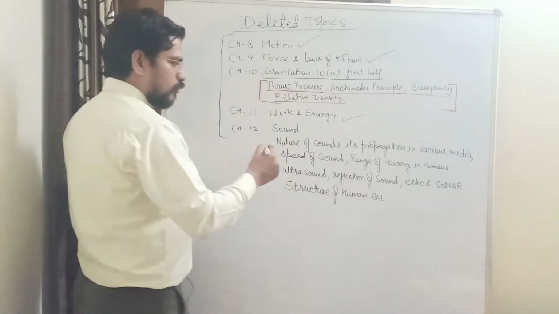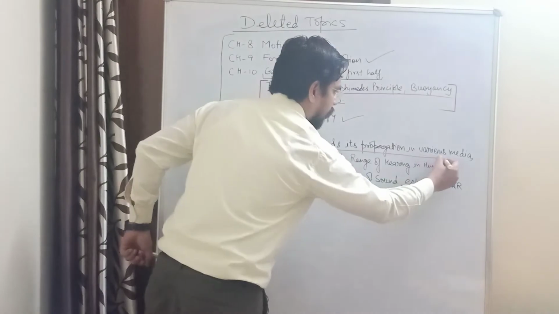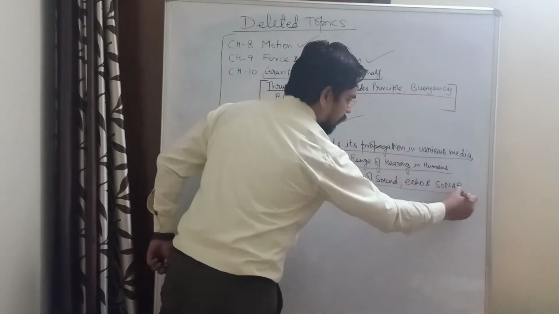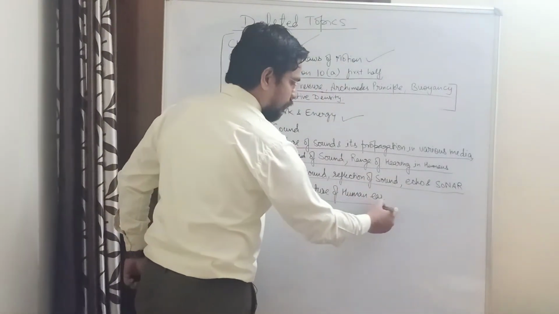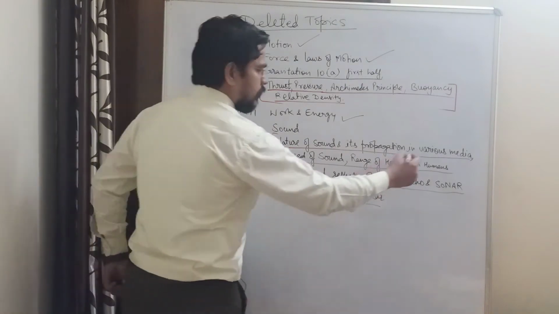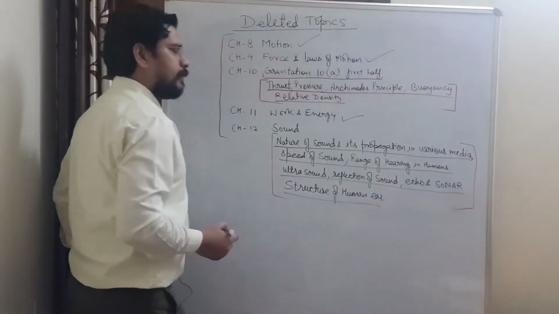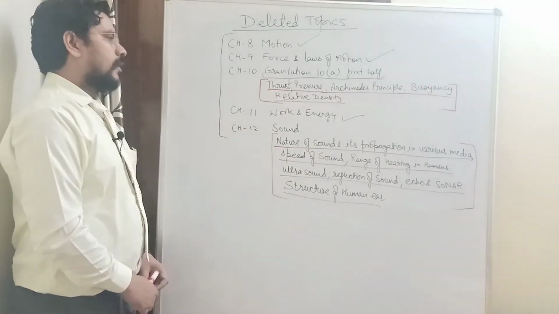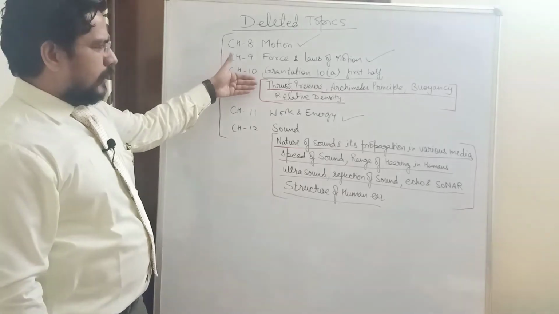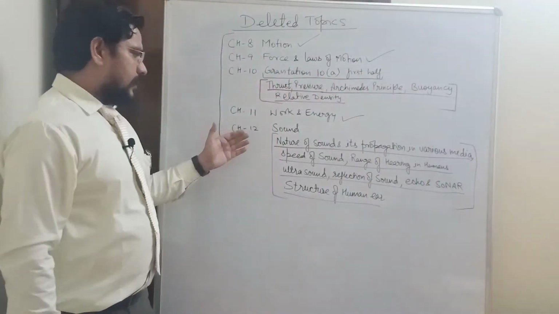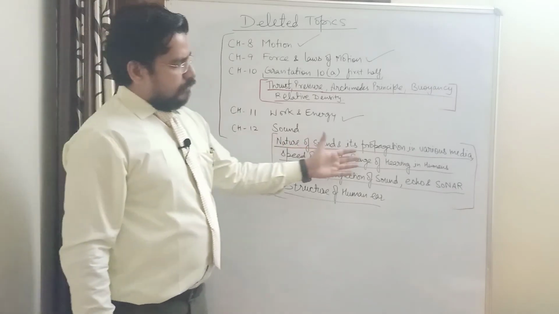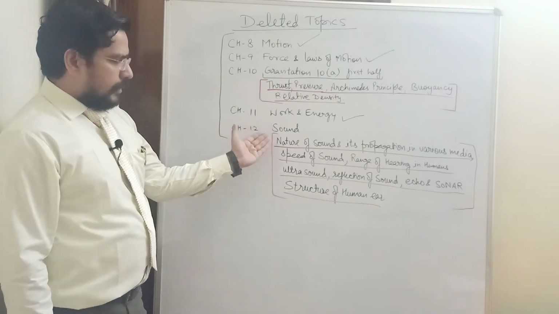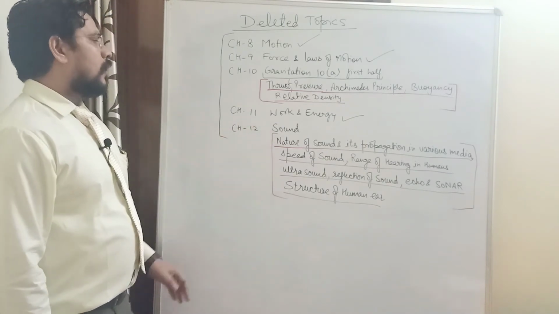From chapter 12 sound, all these topics are now not part of your physics syllabus for class 9. Okay, so these topics are not in your syllabus. Deduction in the syllabus has been done from 2 chapters, chapter 10 and chapter 12. Almost 50% of chapter 10 is removed by CBSE, and in chapter 12 more than 50% of topics have been removed. So there is very little remaining to study in the chapter on sound.